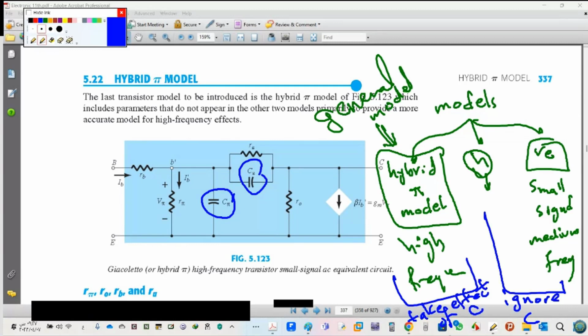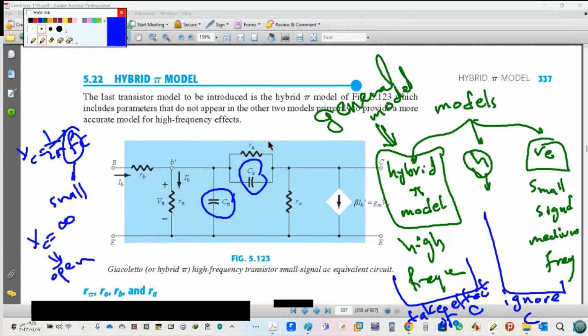So in the re and hybrid models, we ignore C. We can say it's an open circuit, because the frequency is very small. As you know, XC is 1 over 2 pi f C. So if f is very small, XC is infinity, that means open circuit. But here we cannot say it's open circuit. In this model, we take the effect of C into consideration in our study.